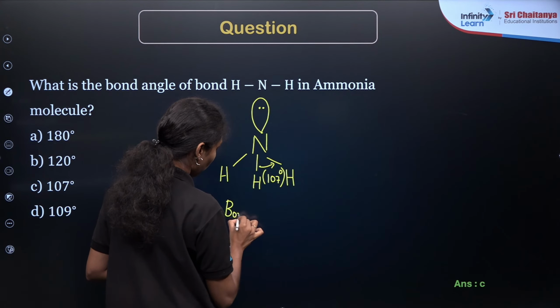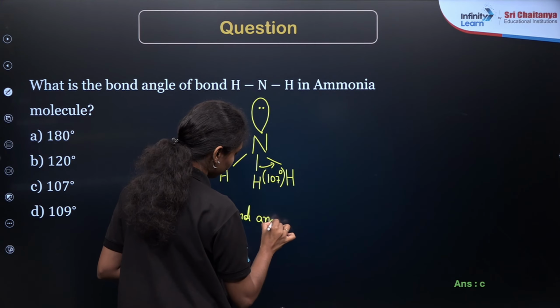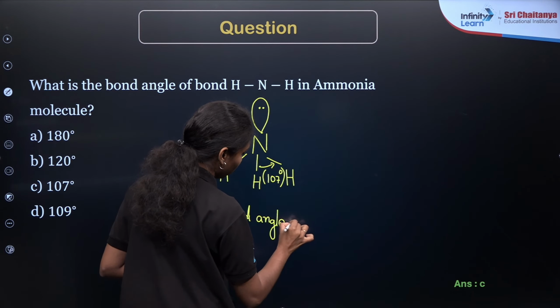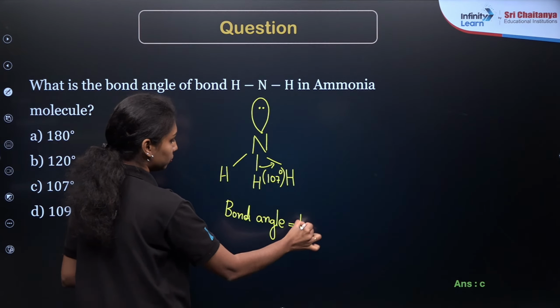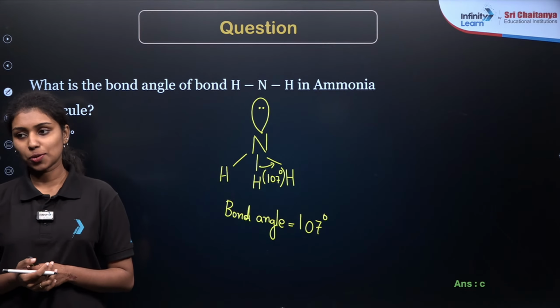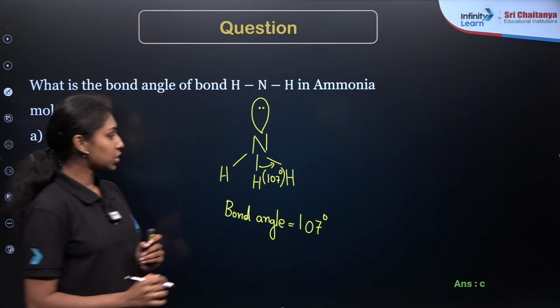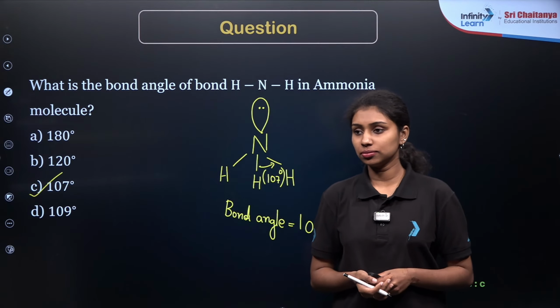So this is the shape of the ammonia molecule, right? What is the hybridization over here? What will be the hybridization of the ammonia molecule? Yes, option C is the correct answer, 107 degree. So what is the hybridization of the ammonia molecule? Anyone?